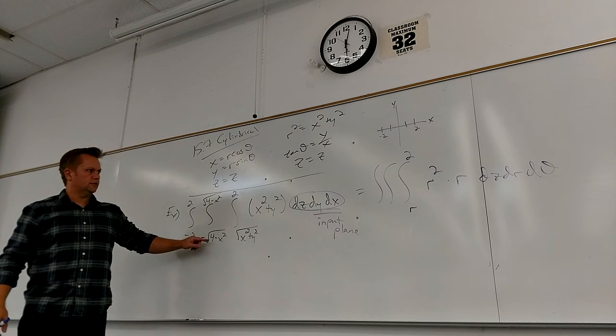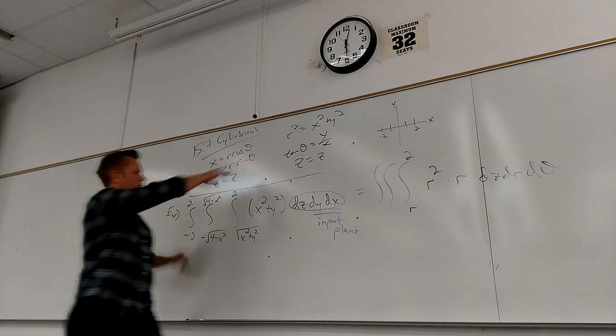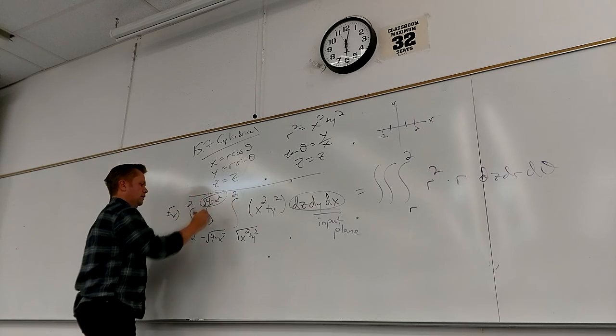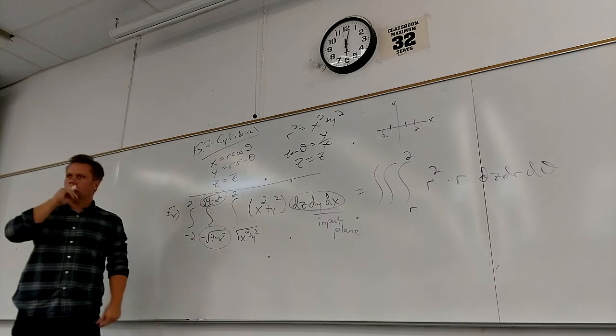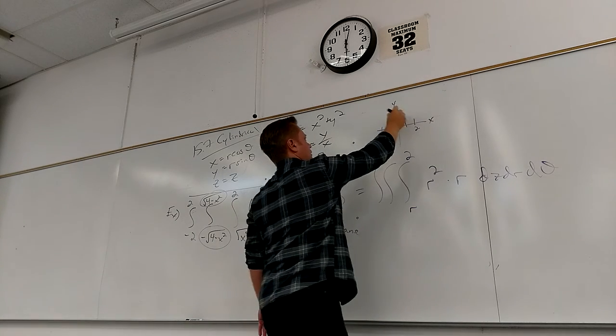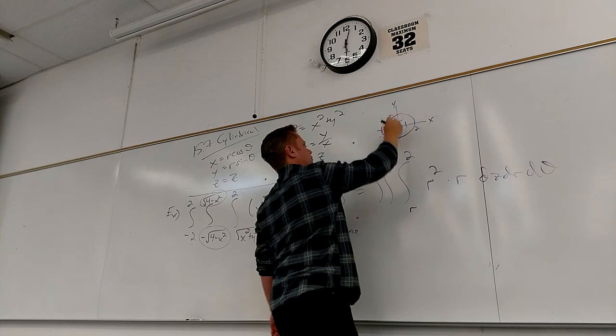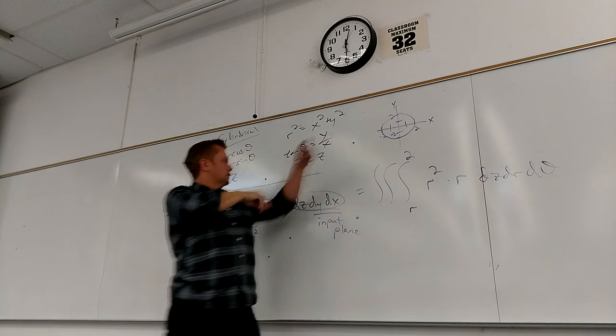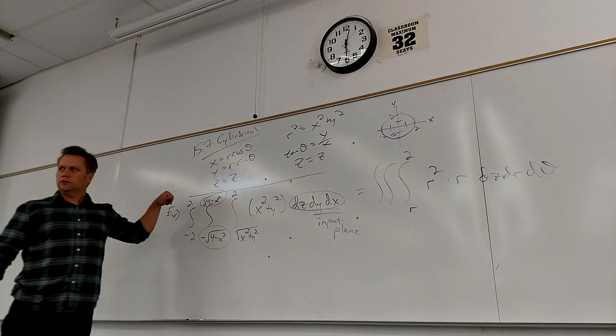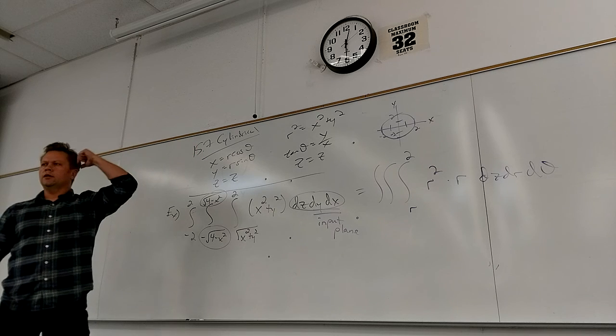And what does r go from to? What do these together make in the xy plane? Circle. Yeah. Pretend like this is a circle. All right. 2, -2. So it makes sense that x is going from -2 to 2. That matches up with what it really is.